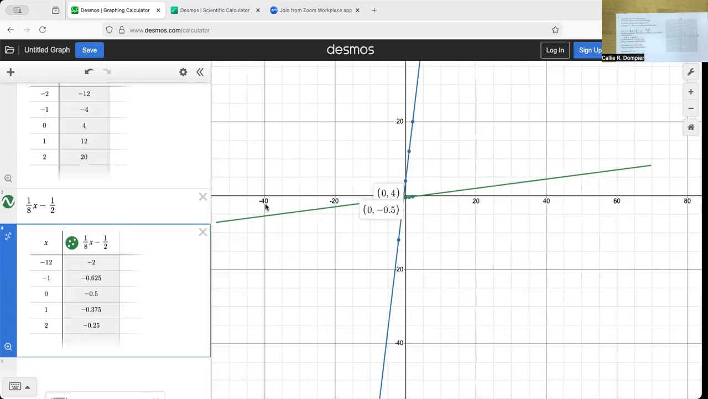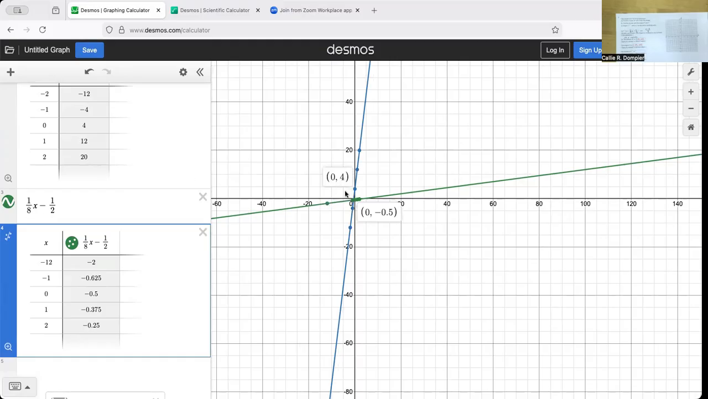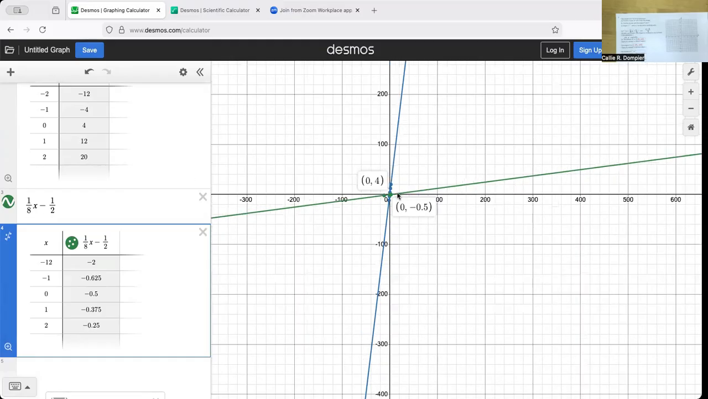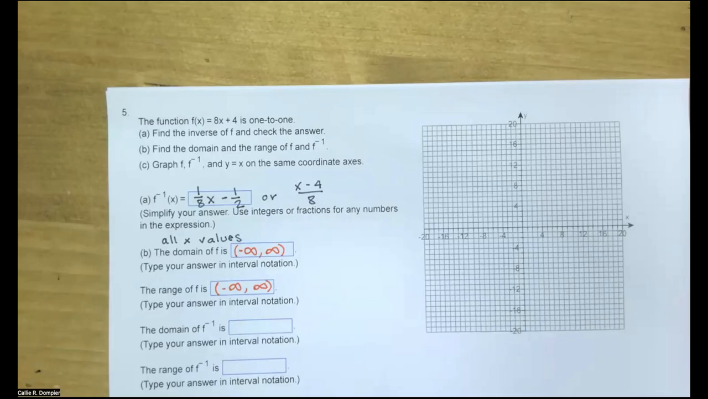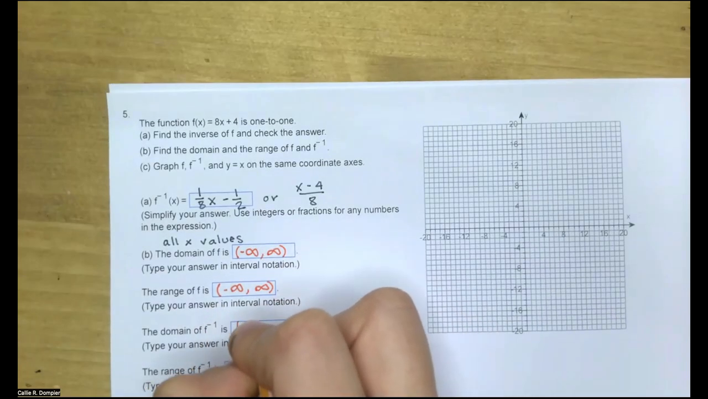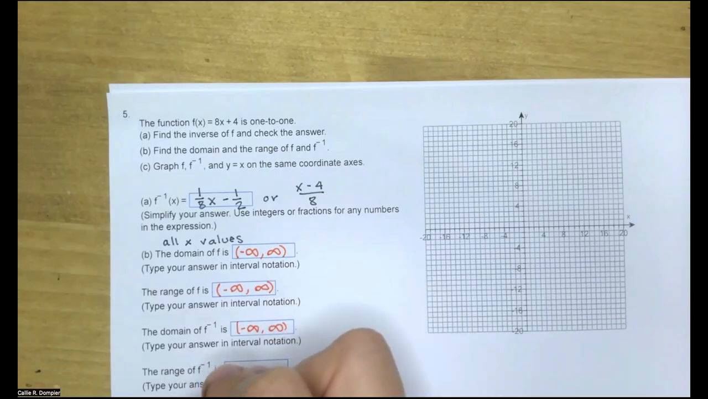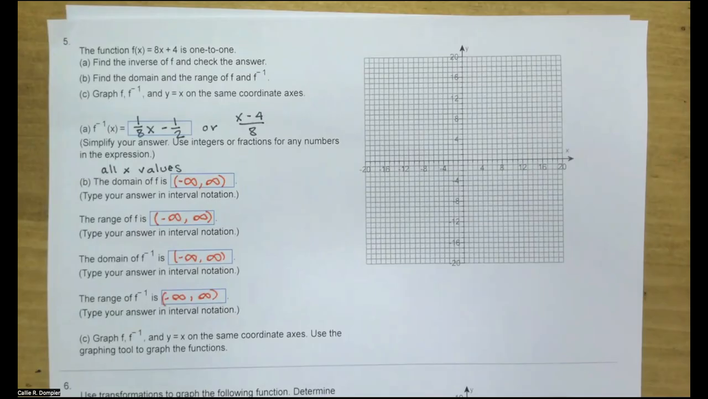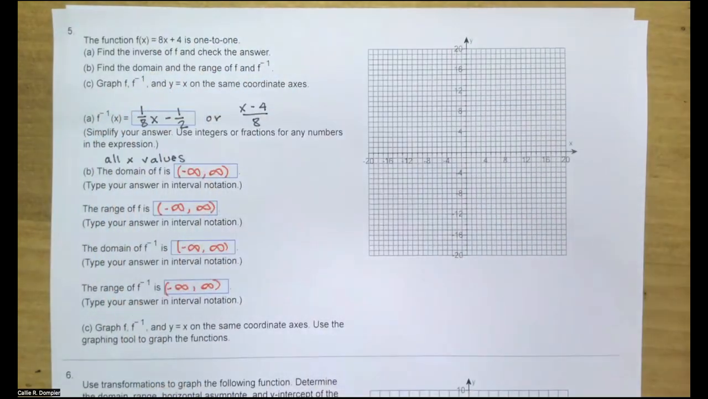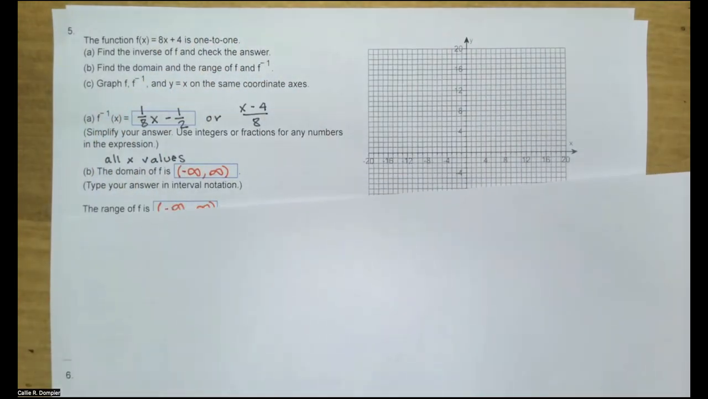But we can also see that the green line, 1/8 x minus 1/2, also goes on forever in both directions, has no gaps, and goes on forever up and down. So we are going to say that the domain and the range of the inverse are also all real numbers, from negative infinity to infinity, from negative infinity to infinity. Good. Now it wants you to graph f and its inverse on the same coordinate axis. You obviously won't be drawing it by hand, but what you want to do now is just find some points. And I would just take 8x plus 4 and plug in some very small x values, all right?